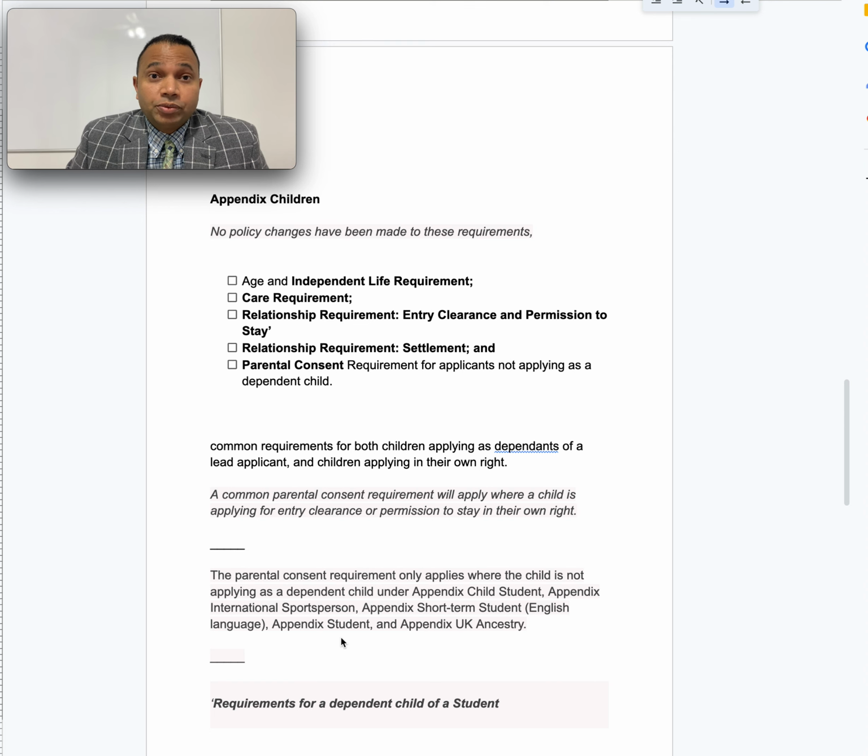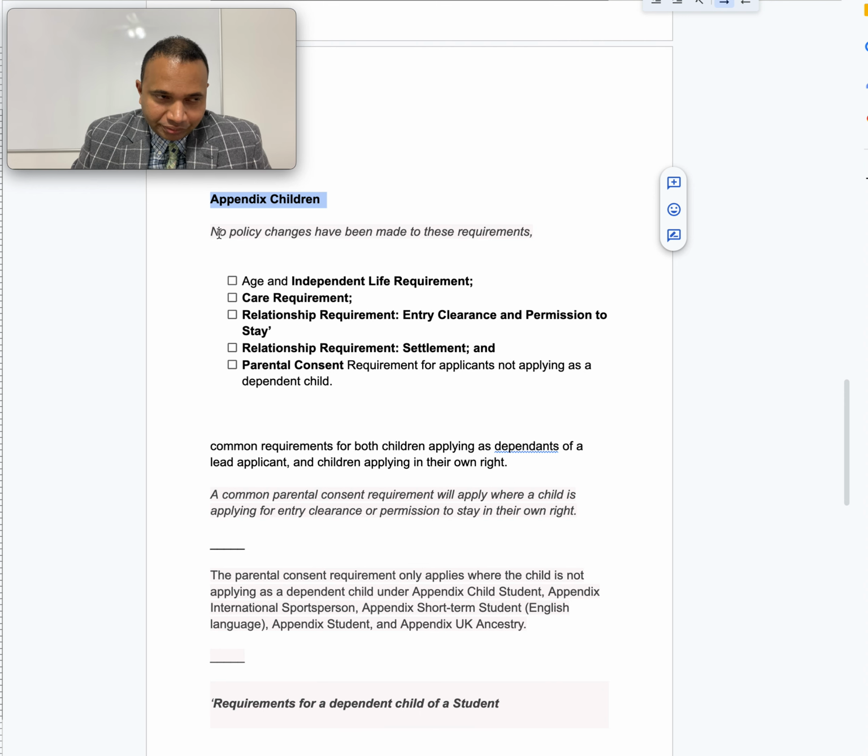Today I'm going to discuss the Appendix Children. This is a new appendix that has been brought into play as per the new changes. There are no policy changes. This is very important to note. There is nothing changing in the rules.